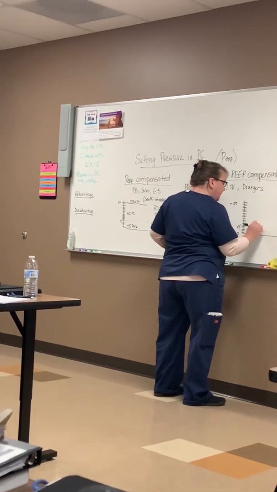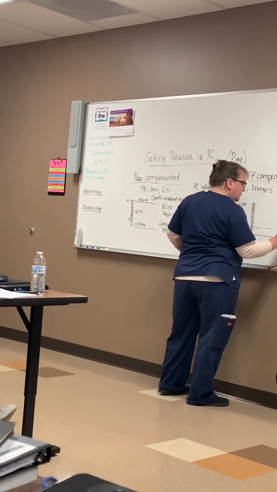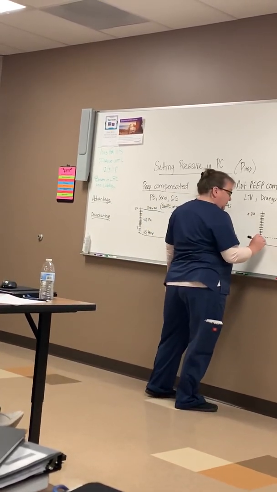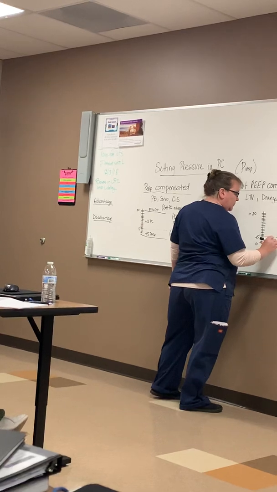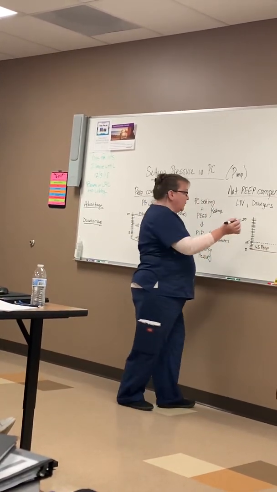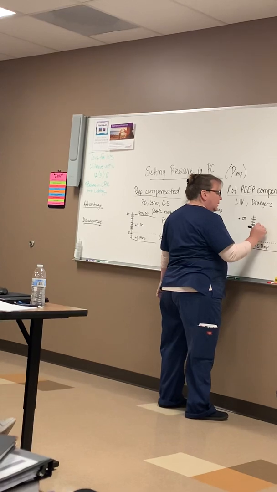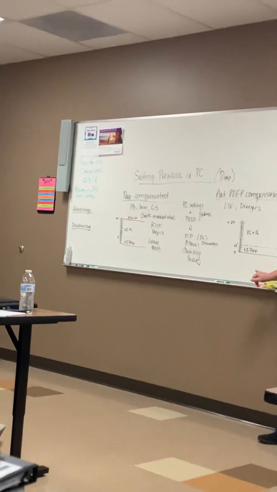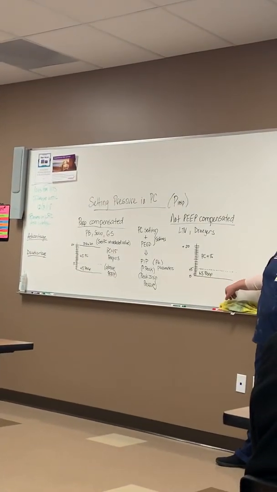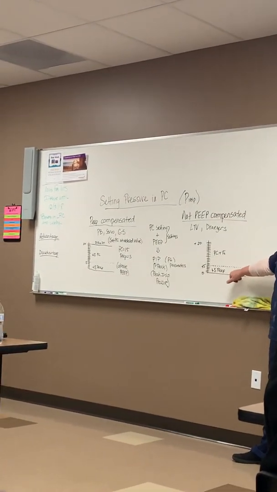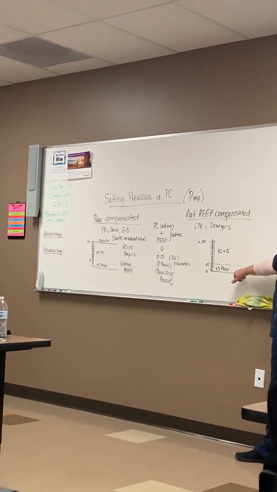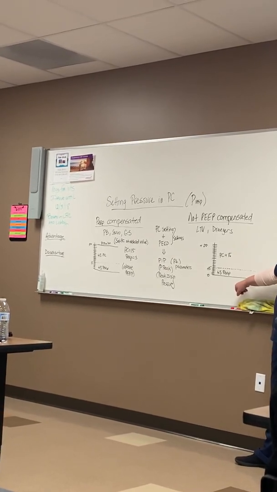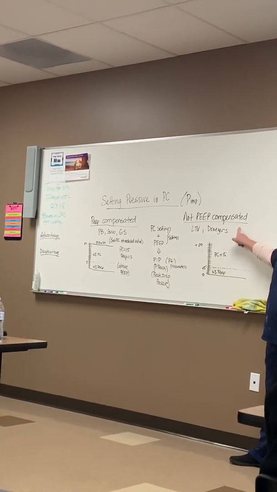Okay, so we still have our 5 of PEEP. And we still want pressure control of 15. When I say a ventilator is not PEEP compensated, what I mean is to the ventilator, it doesn't understand that 5 of PEEP is there. So it's starting from 0 instead of 5 when you set your pressure control setting. That's what I mean by not PEEP compensated.